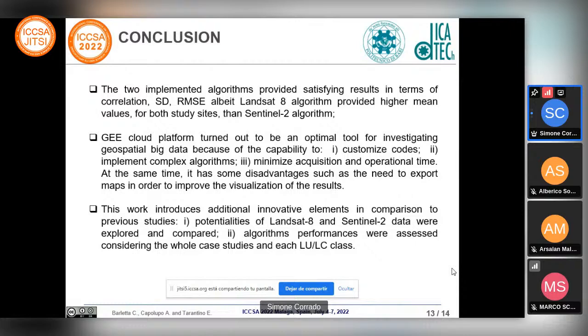At the same time, it has some disadvantages, such as the need to export maps in other software in order to improve the visualization of the results. This work introduces also some innovative elements, such as that potentialities of Landsat-8 and Sentinel-2 data were explored and compared, and that algorithms' performances were assessed considering both study areas and each land cover class.